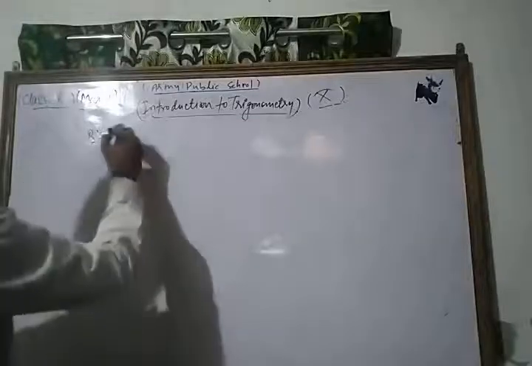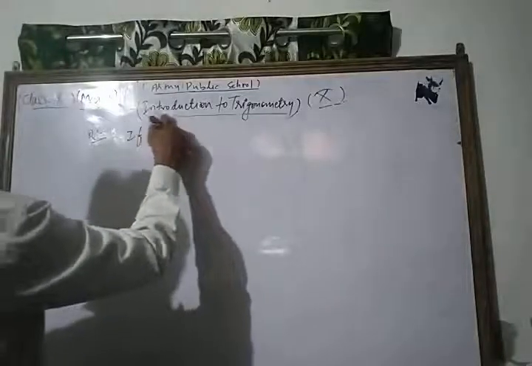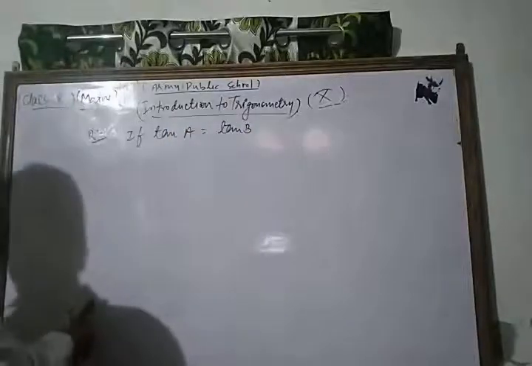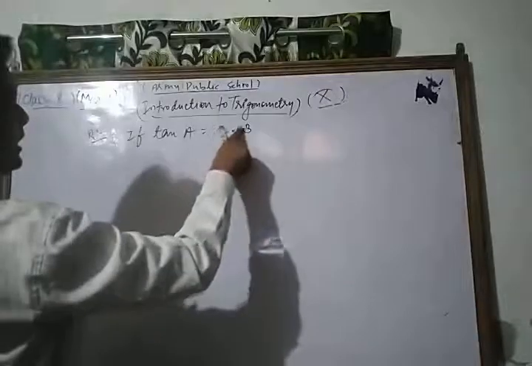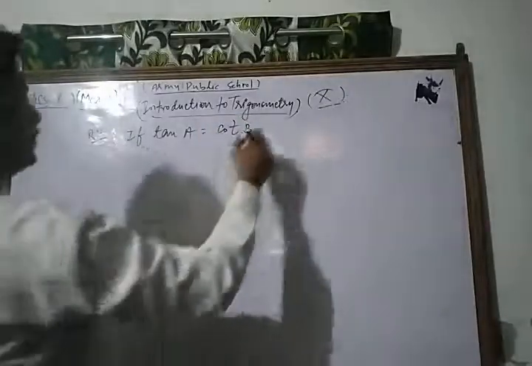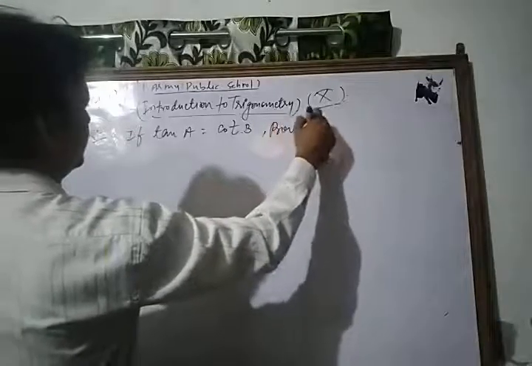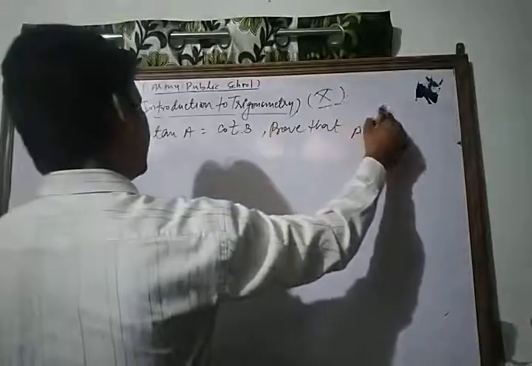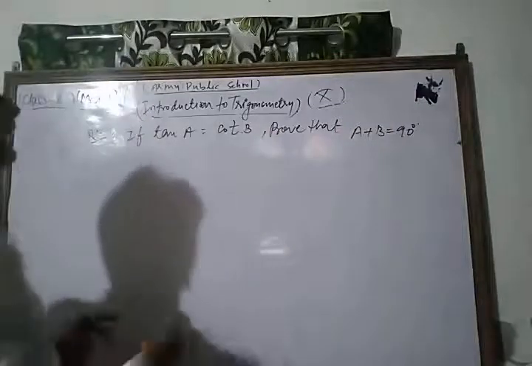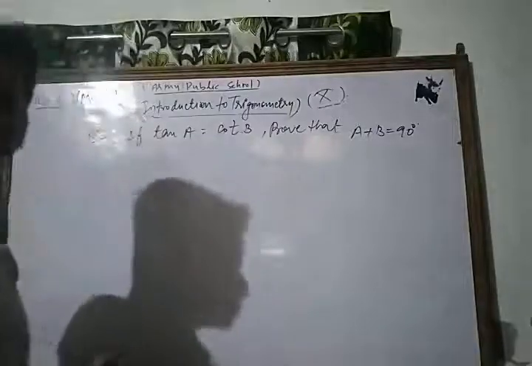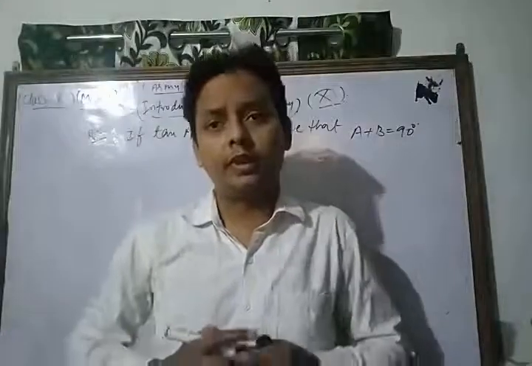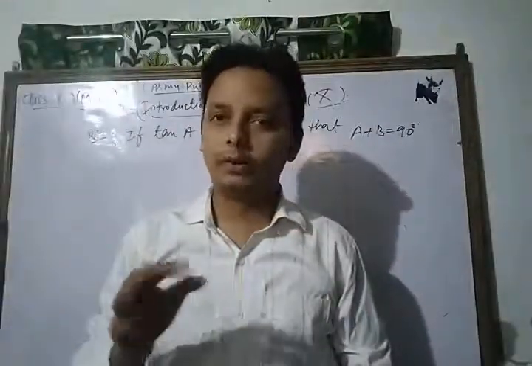If tan A is equal to cot B, then prove that angle A plus angle B is equal to 90 degree. Okay, we have to show that the angle A plus angle B is equal to 90 degree. This is the question. Now what is the process to solve this type of question? Here we apply the concept of complementary angles.